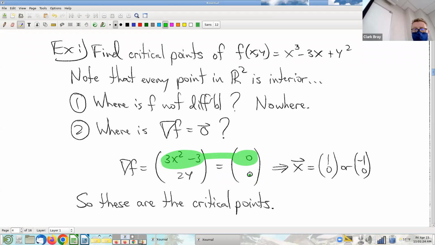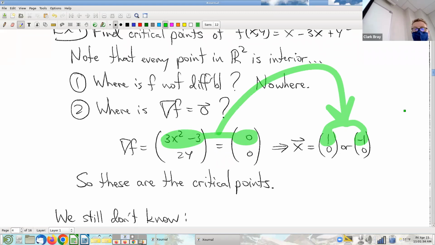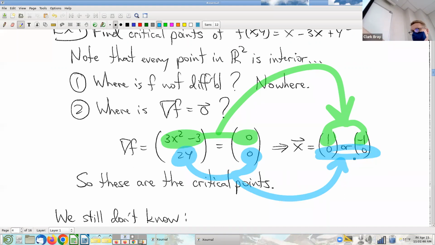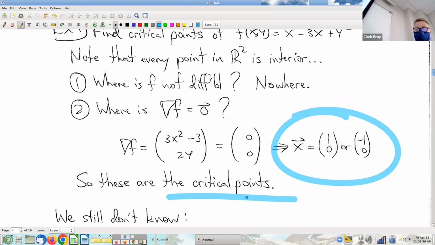So this first equation here immediately tells me that x has to be either 1 or -1. And then this second equation immediately tells me that y has got to be 0, independent of whether x is 1 or -1. Doesn't matter what x is, y is definitely 0. Put those two observations together, and what we get is 2 critical points. So those are our critical points.